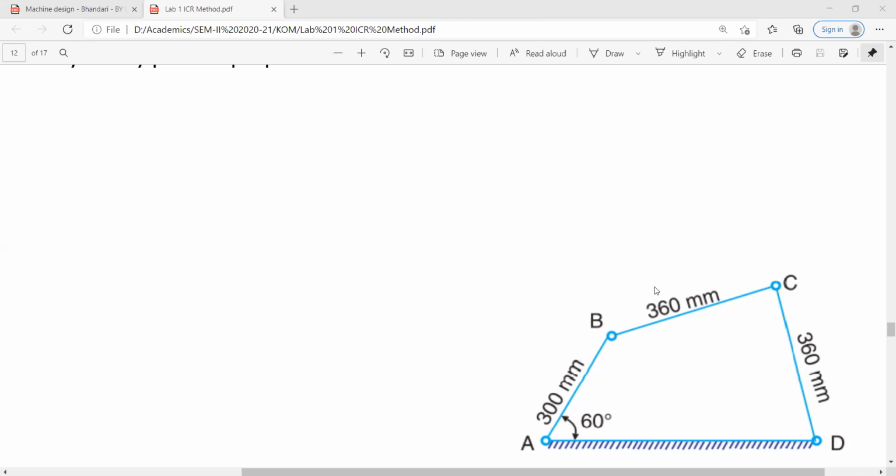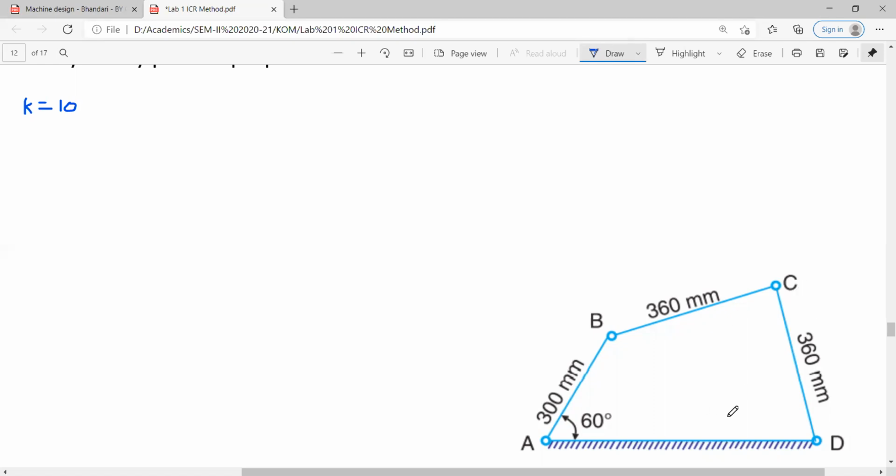In order to draw this diagram, you have selected a suitable scale, which we have shown with the help of letter K. So your scale is 1:10, so K you take as 10. By this scale factor, the length of link AB reduces to 30 mm. This angle will be maintained 60 degree. This is 36 mm and this is 36 mm.